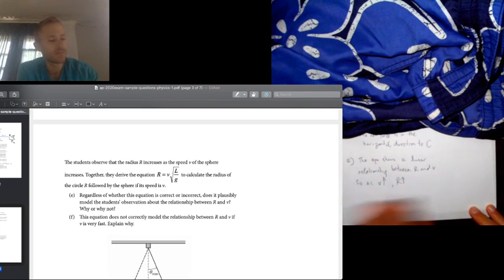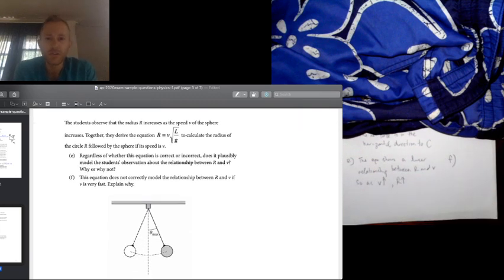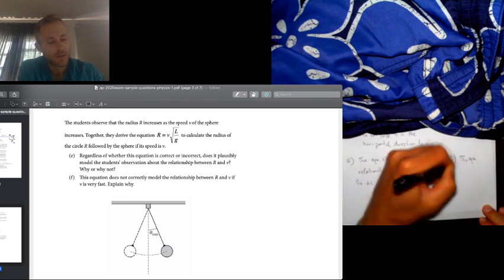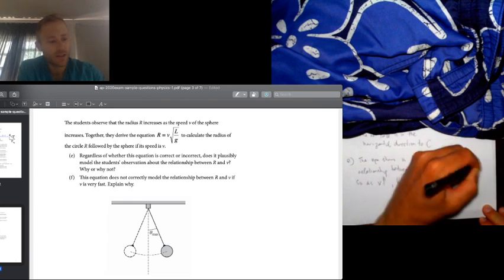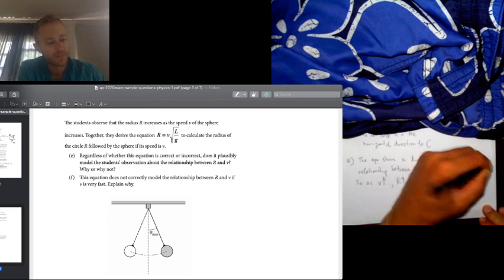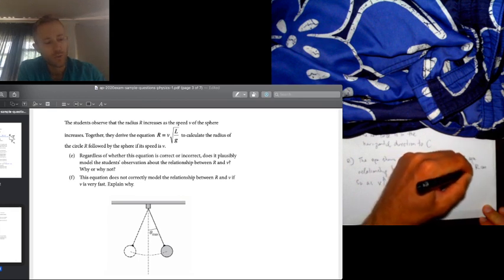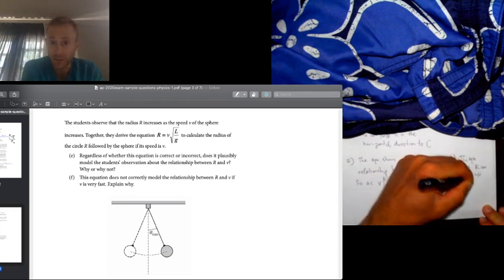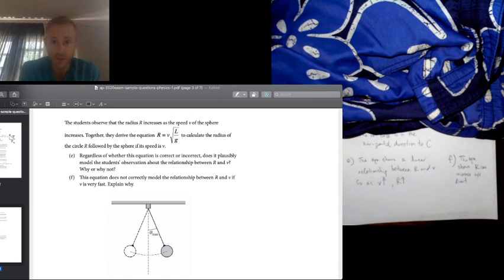This equation does not correctly model the relationship between r and v if v is very fast. Explain why. Basically, that equation shows that r can increase without limit. Right? It's like you make v faster, you make r bigger, always.